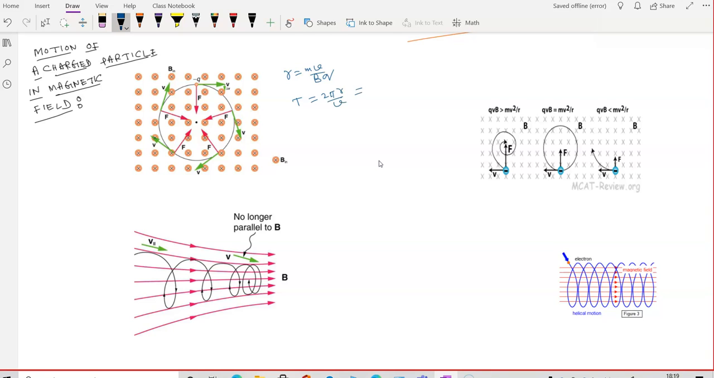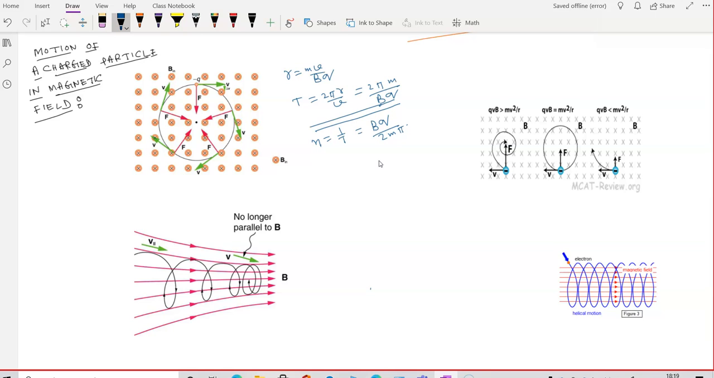This is equal to 2πm/Bq. Isn't it? R/v is m/Bq. You just substitute it in the time period. On it we have calculated the cyclotron frequency also, that is equal to Bq/2πm. All these are known.